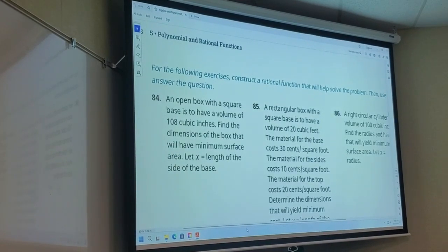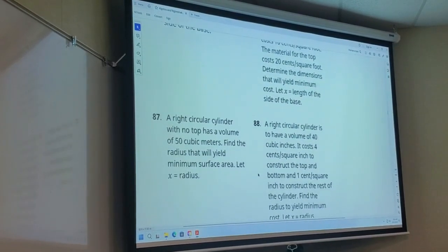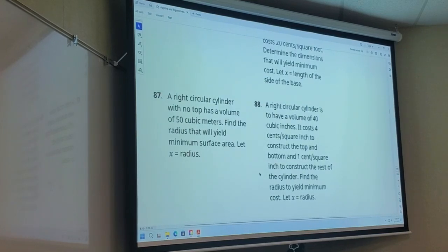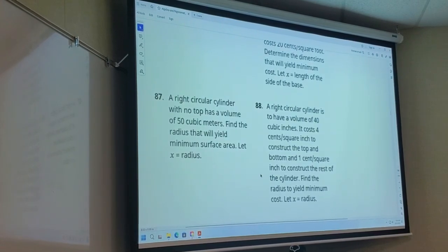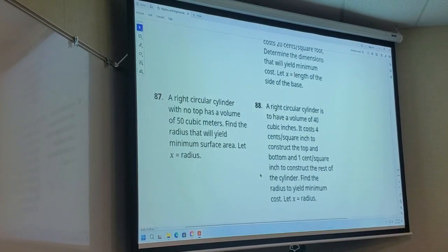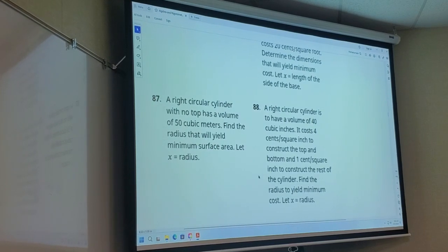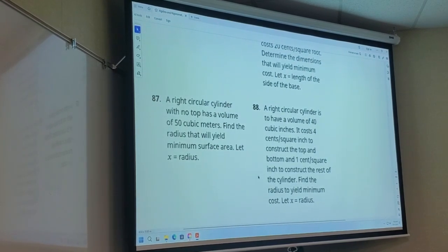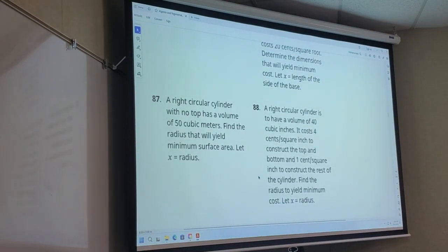Can you do 87 as well? I got to the point where I solved it for h. Did you find the surface area of a circular cylinder somewhere? Isn't it 2 pi r squared h? No, 2 pi r h. You're thinking about the volume. I'm talking about the surface area, right? Oh, well then I don't know.